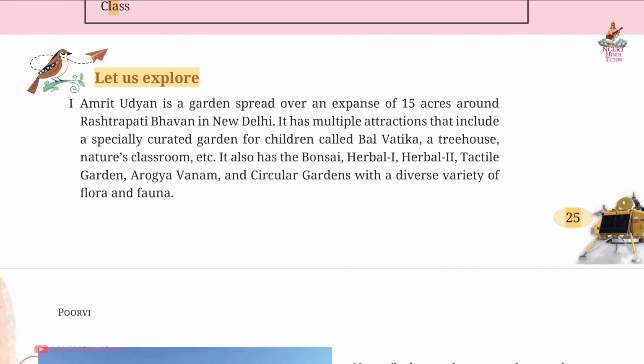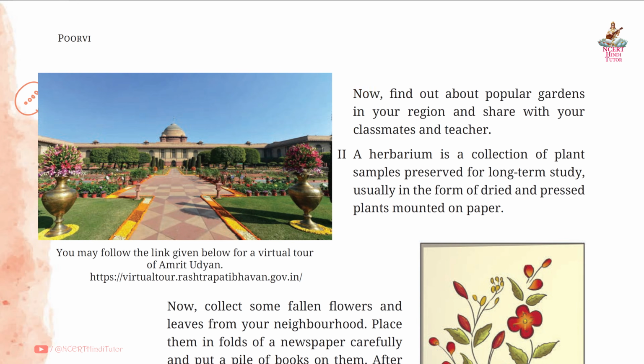Next, let us explore. First, Amrit Udyan is a garden spread over an expanse of 15 acres around Rashtrapati Bhavan in New Delhi. It has multiple attractions that include a specially curated garden for children called Bal Vatika, a tree house, nature's classroom, etc. It also has the bonsai, Herbal 1, Herbal 2, Tactile Garden, Arogya Vanam, and circular gardens with a diverse variety of flora and fauna. Now, find out about popular gardens in your region and share with your classmates and teacher.